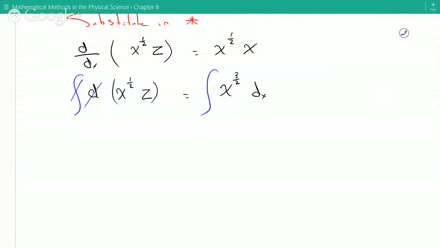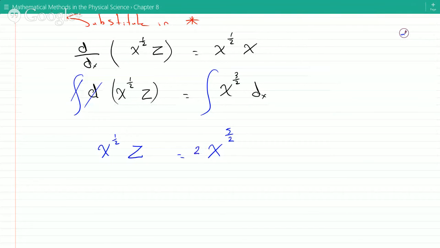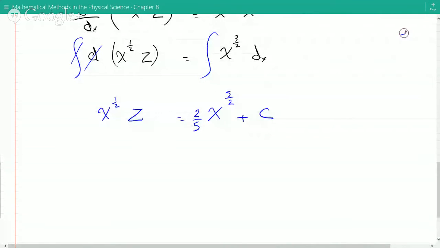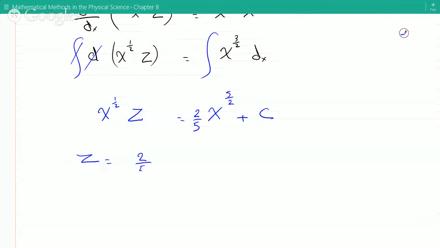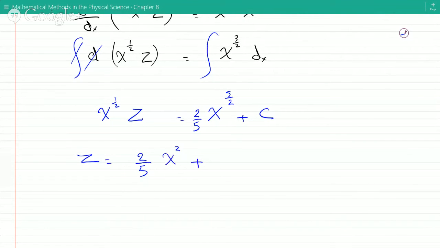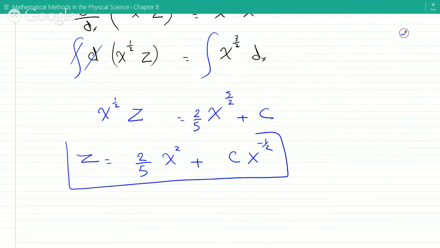And we would get x to the half times z equals, this is a straightforward integral, x to the 3 halves plus 1 will give you 5 halves, divided by 5 halves or multiplied by 2/5, plus c. And so which means z has to equal, divide by x to the half, 2/5 x to the 5 halves minus x to the half will give you x squared, plus c x to the minus half. So this is z.